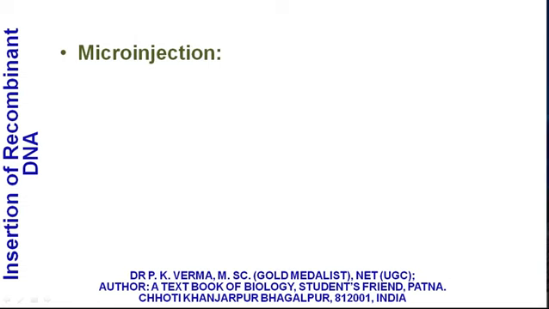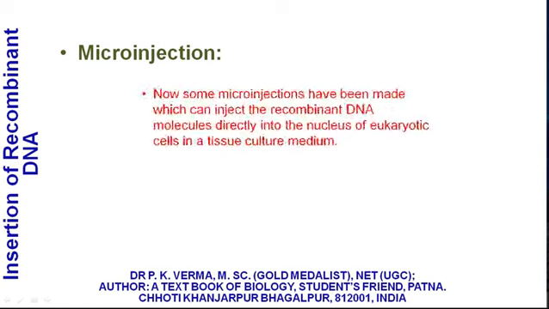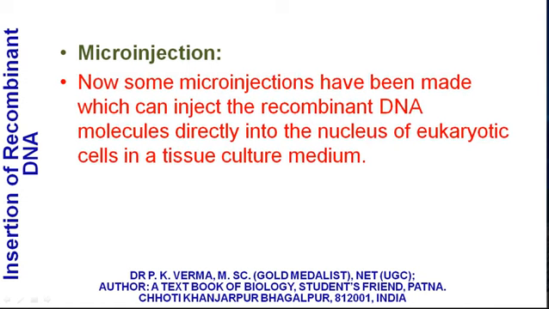Now the third method is the direct injection of DNA sample into the host cell nucleus. It is known as the microinjection technique. Now some microinjections have been made which can inject the recombinant DNA molecule directly into the nucleus of a eukaryotic cell in a tissue culture medium.